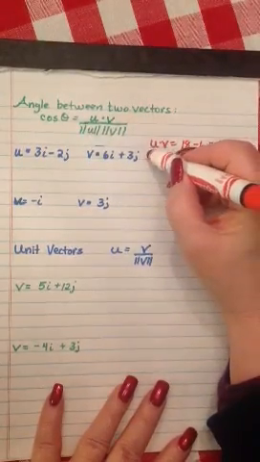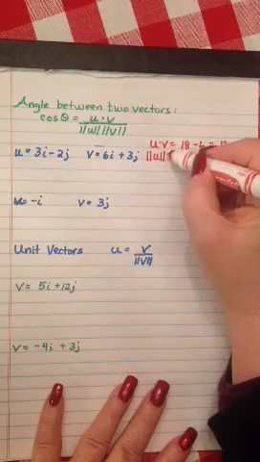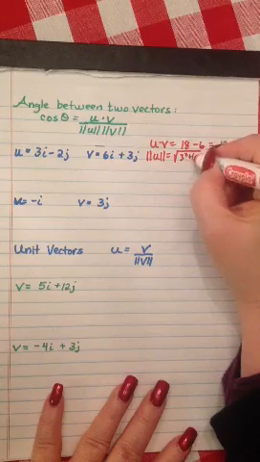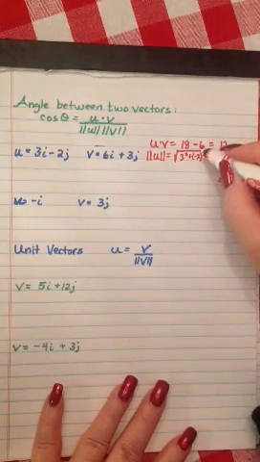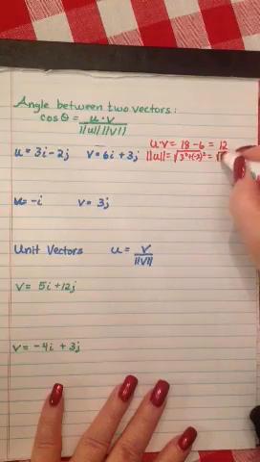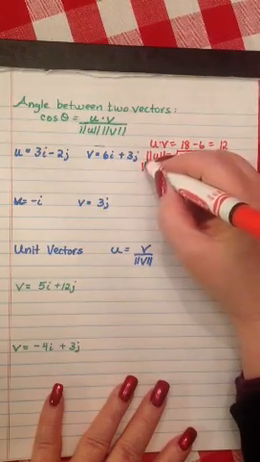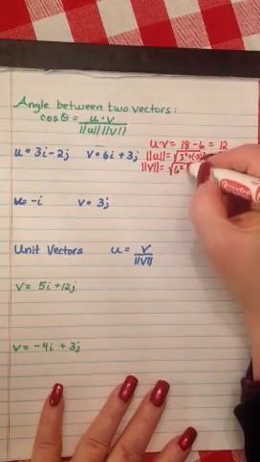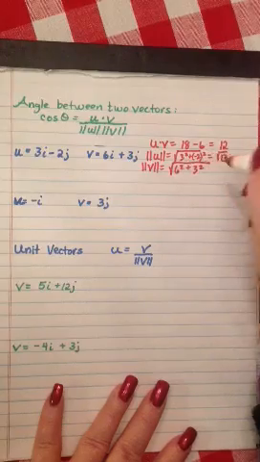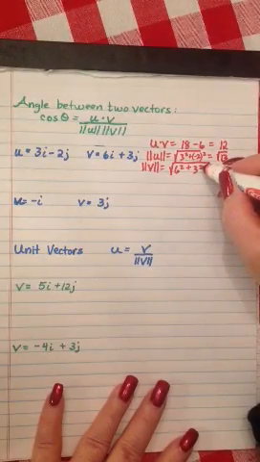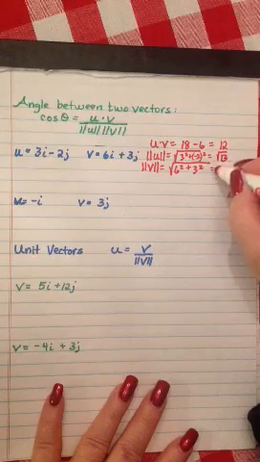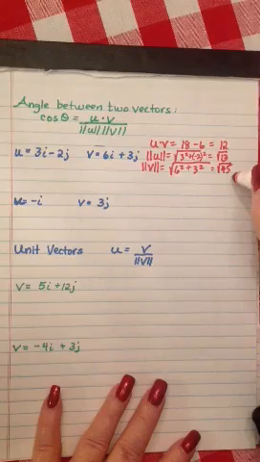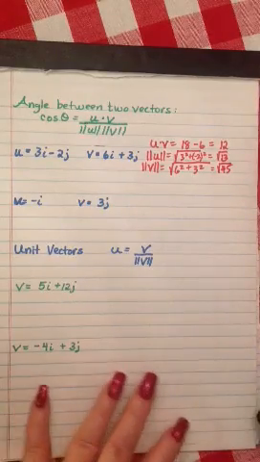Then they ask us to find the magnitude of u. So the magnitude of u would be equal to the square root of 3 squared plus negative 2 squared, which is 9 plus 4, which is square root of 13. And then the magnitude of v, which would be the square root of 6 squared plus 3 squared, which is 36 plus 9, which is 45. Square root of 45? I know that simplifies, but it's not that helpful to simplify it here because you're just going to put it in your calculator anyway.